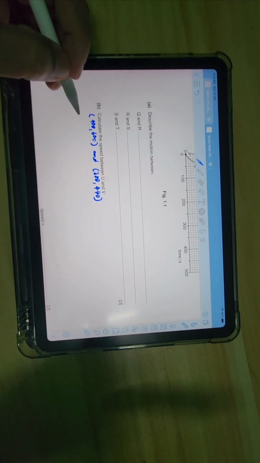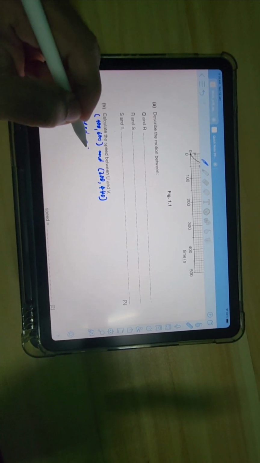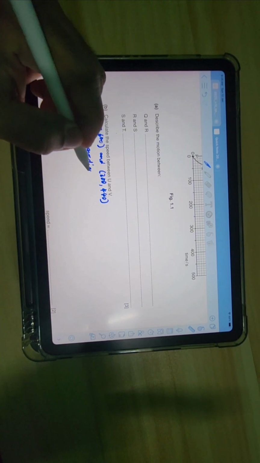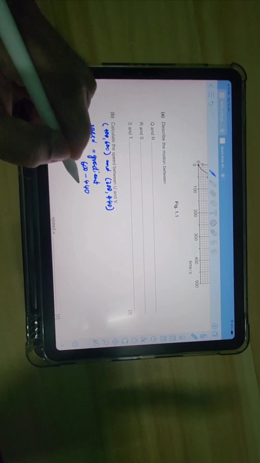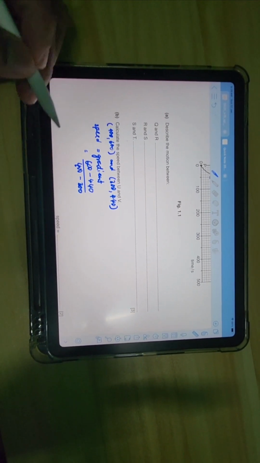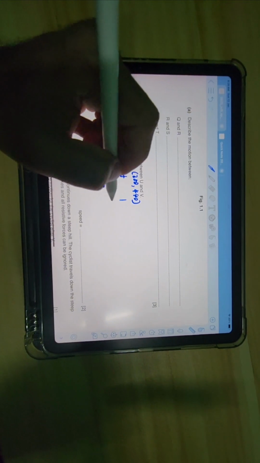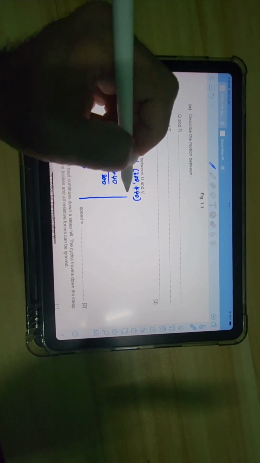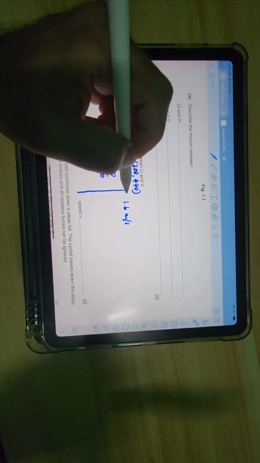So to find the speed, I remembered the teacher said to use the gradient. Gradient will be 600 minus 440 divided by 400 minus 300. So this leaves me with 160 divided by 100, which gives me 1.6 meters per second as my speed.